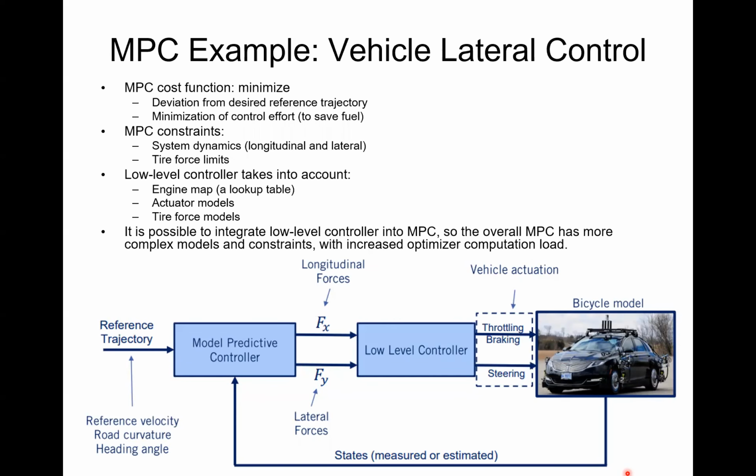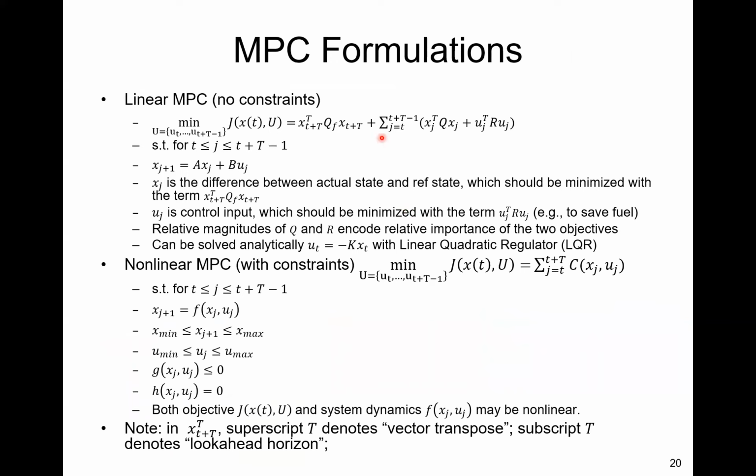Here's an example of MPC for vehicle lateral control. The physical vehicle is the plant, and the cost function is trying to first minimize deviation from the desired reference trajectory, and second, to minimize control effort. So those are the two terms here. The Q times X term is trying to minimize the deviation from reference, and the U times R term is used to minimize the control effort.